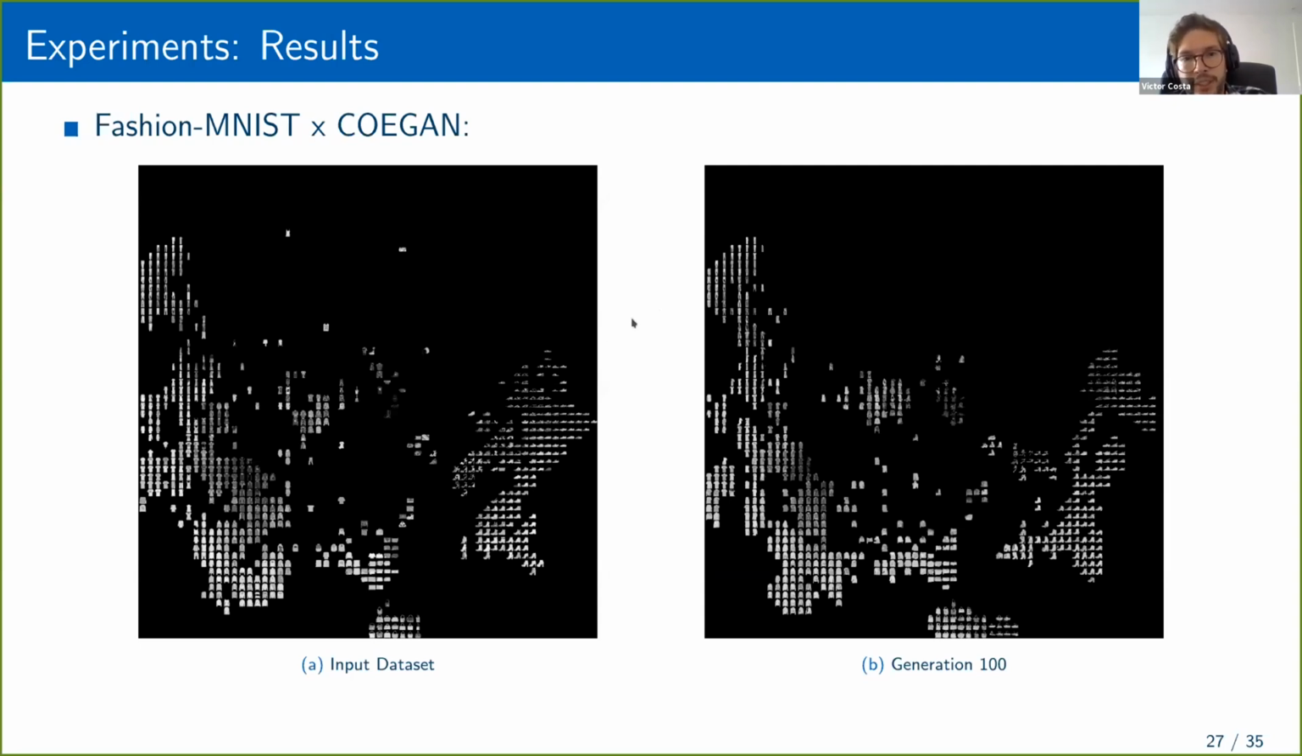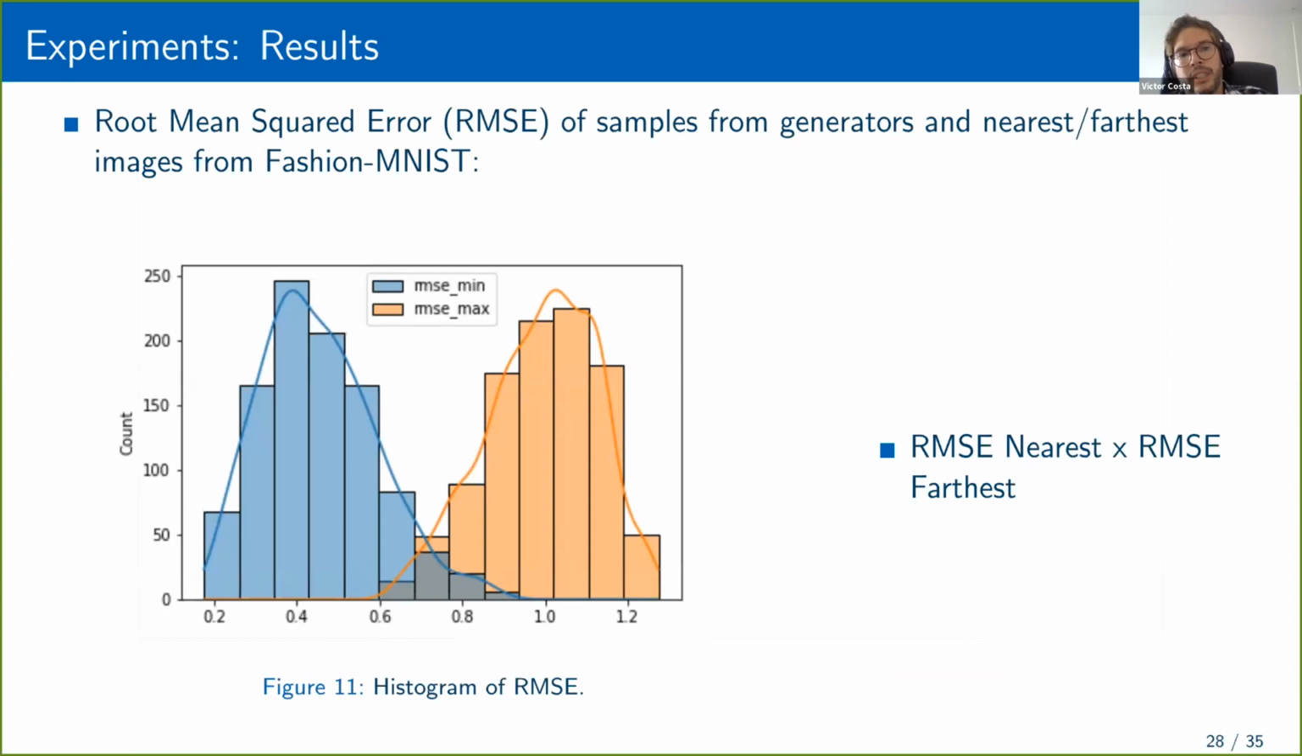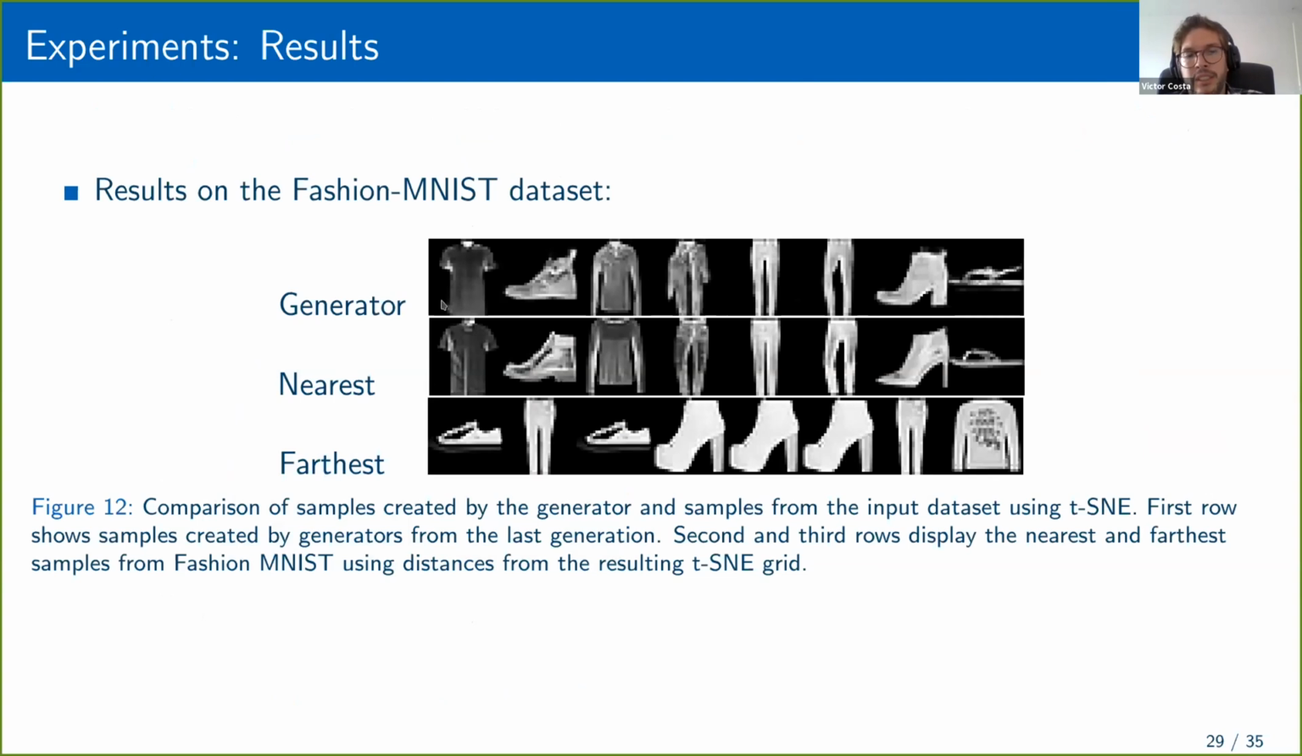But we can visually inspect this, but we can also in this work measure this through the metric that we propose. So first we can show here the distance of samples from generators and the nearest and farthest images from the input dataset. So we represent in this graph that samples that have small distances also present a small root mean square error with respect to the images. Here we show some examples of this. In the top row, samples created by the generator, and the nearest and the farthest samples from the input dataset. We can see that the first two rows are similar, and the last one, as expected, is not similar.